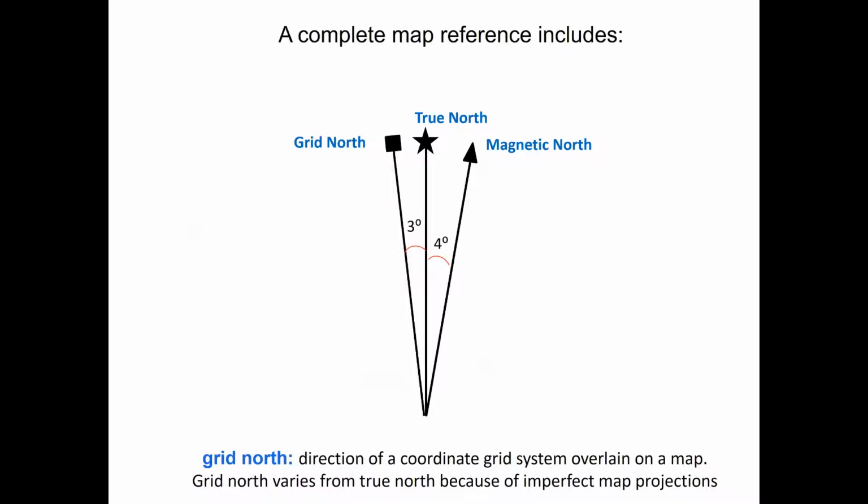So grid north is the direction of a coordinate grid system overlain onto a map, just like the reference systems that we looked at in the last section. Grid north varies from true north because there is no perfect way to project around Earth onto a flat map. So this creates a bit of error. But in most cases, grid north is going to be fairly close to true north.